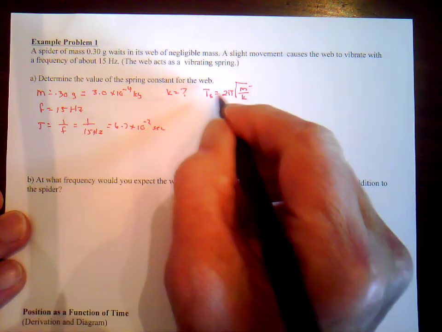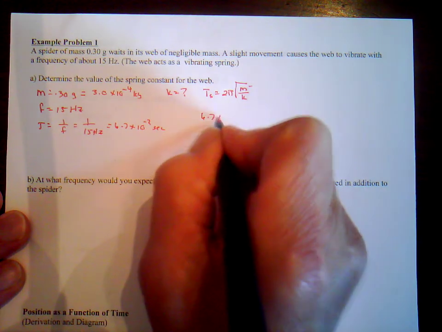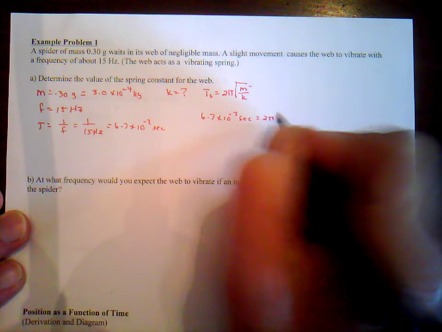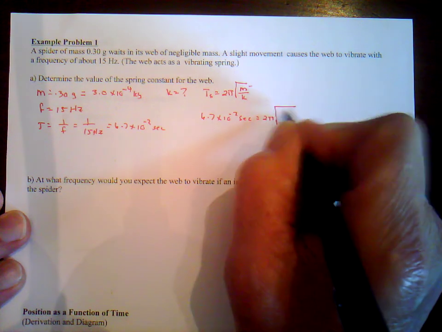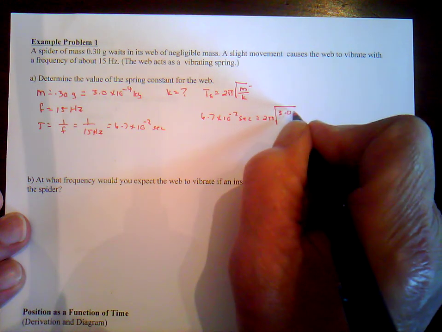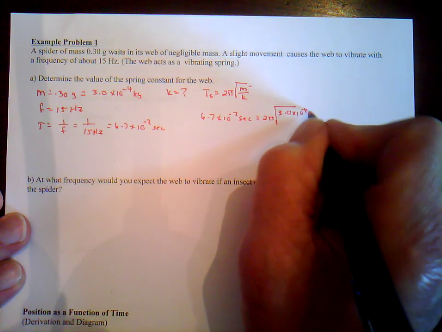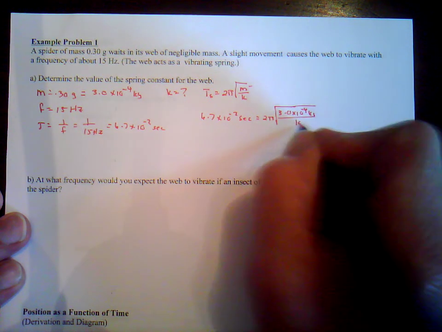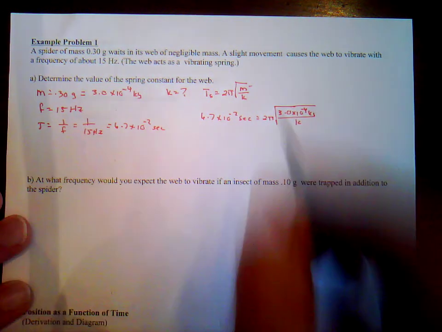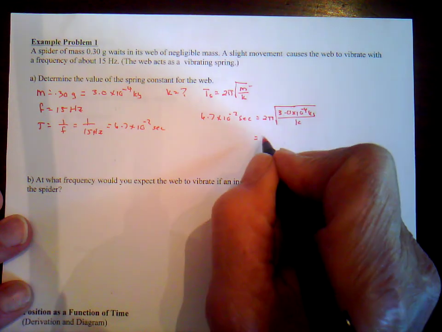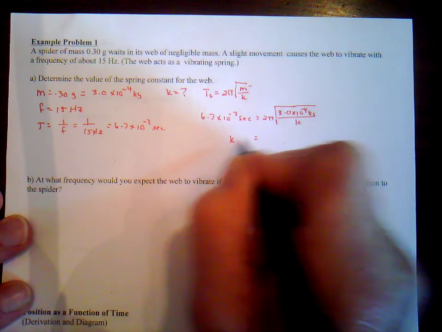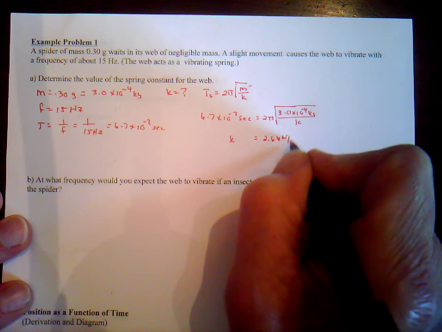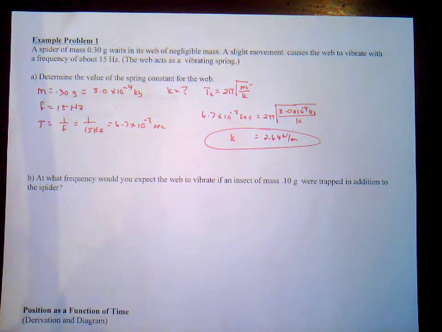We put this information in this equation, it's going to be 6.7 times 10 to the minus 2 seconds equals 2 pi times the square root of the mass, which is 3.0 times 10 to the minus 4 kilograms, divided by K. We solve this equation for K, and we get 2.64 newtons per meter.